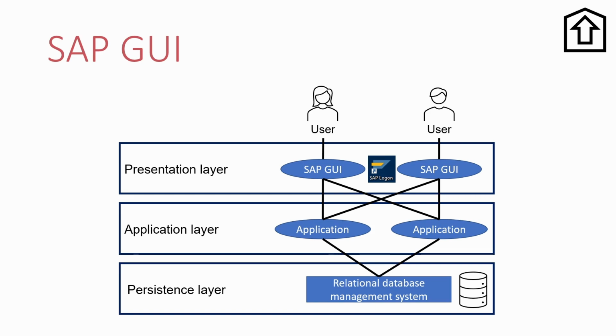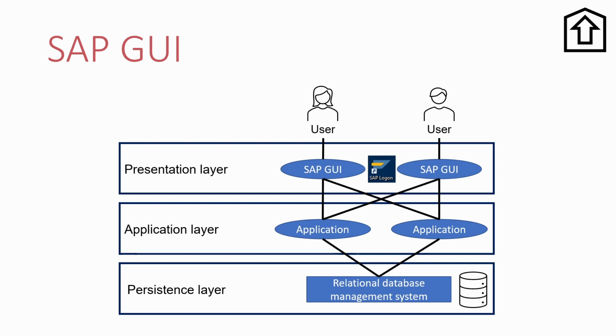In the application layer, the applications, our programs, are executed. This is where the actual processing and logic of the business processes takes place. This layer consists of several application servers. Usually, one server is provided for each SAP module. There are also services for distributing requests and coordinating the application servers.